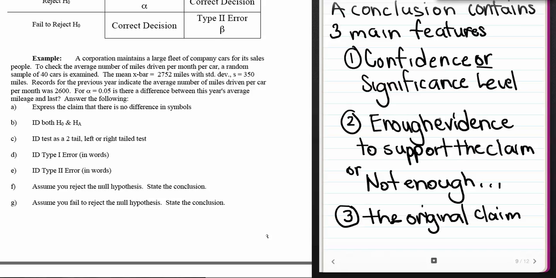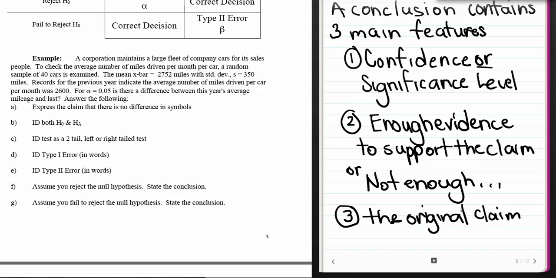So in my classes, when we write a conclusion, I look for three main parts in order to have a correctly stated conclusion. The first thing I look for is confidence or significance level. Then I look for the wording that there is enough evidence, there's sufficient evidence, whatever you want to word as far as that goes, but it must say something about having enough evidence or that there is not enough evidence, and then to support, and then you write out the original claim.